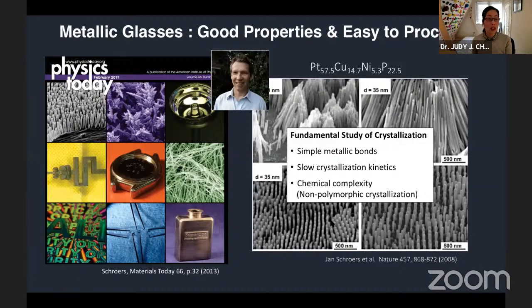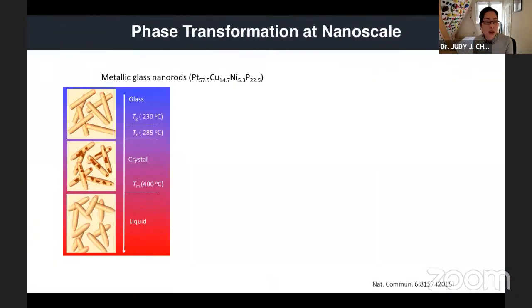The crystallization kinetic is slow, so we can try to catch the crystallization kinetics just using a regular TEM. And yet, the chemistry is quite complex, so this system has 4 elements. Therefore, we could study how the chemical compositions would affect the crystallization dynamics. So here is then a phase diagram of this platinum-based metallic glass.